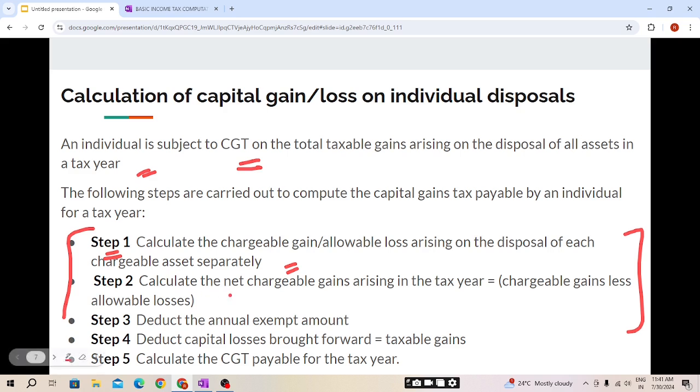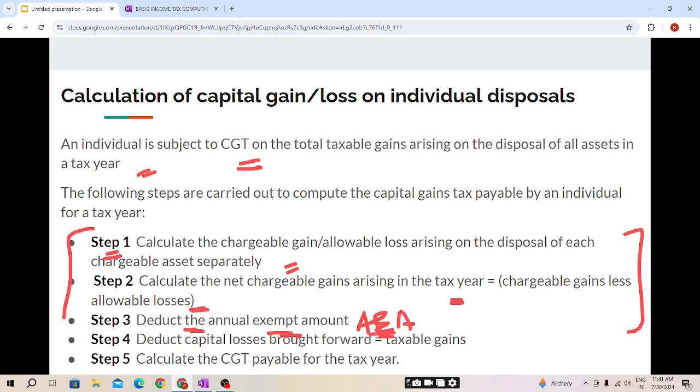Then calculate the net chargeable gains arising in the tax year, that is chargeable gains less allowable loss. So we need to calculate the net chargeable gains. First step is to calculate the chargeable gains or allowable loss for each individual chargeable asset. Then the second step is to calculate the net chargeable gains, the total of all the gains or losses in the tax year. Then we need to deduct the AEA. This is known as annual exempt amount.